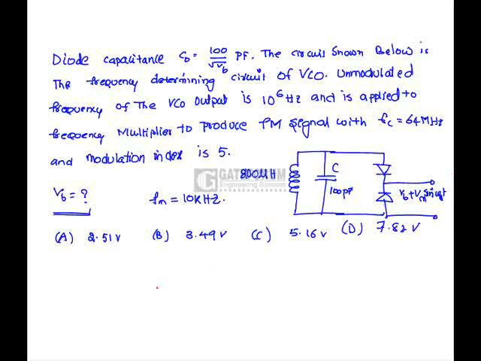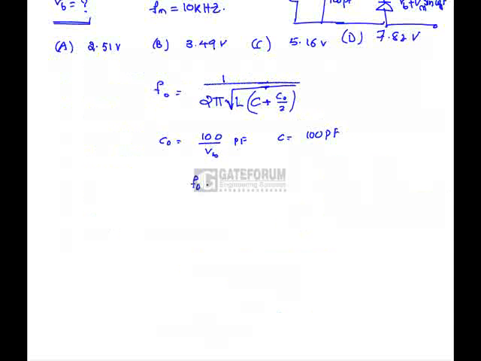Okay, so we know that the frequency determining network of the VCO frequency is nothing but 1 by 2 pi under root L. Because of the diode, equivalent capacitance is C0 by 2, because those two are in series, which is kind of a parallel multiplication. So here C0 is given as 100 by root VB picofarad, C is 100 picofarad, F0 is 10^6 Hertz, L is 200 microhenries.